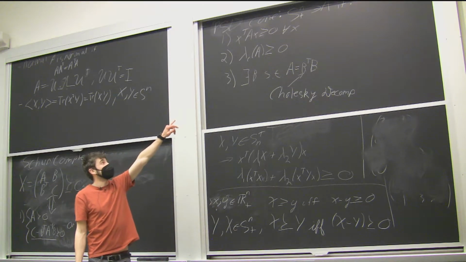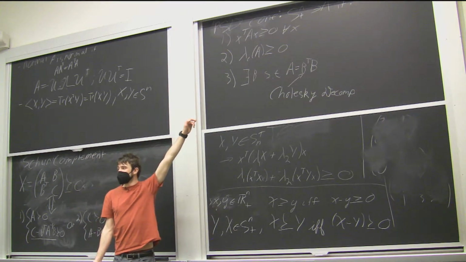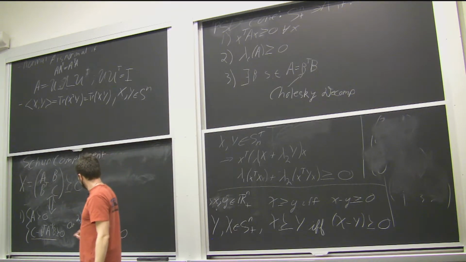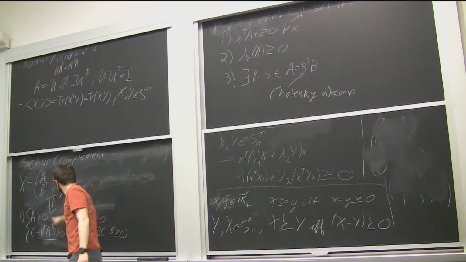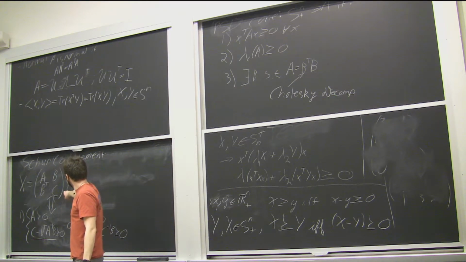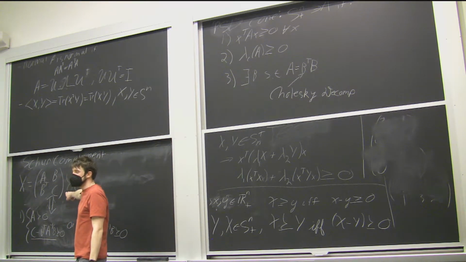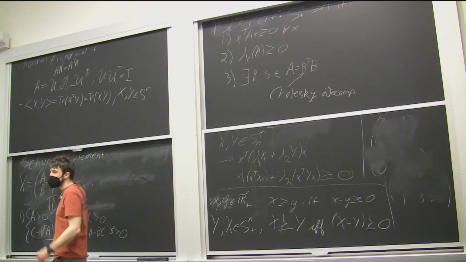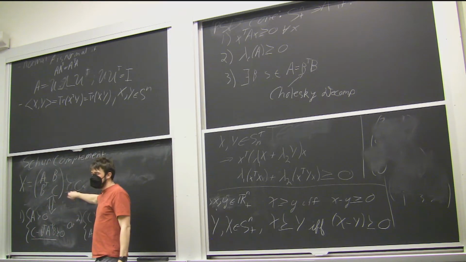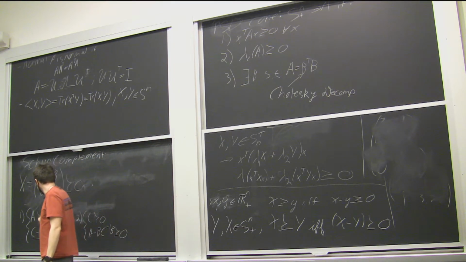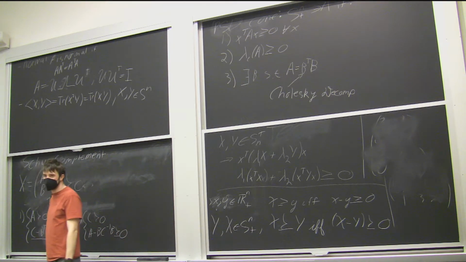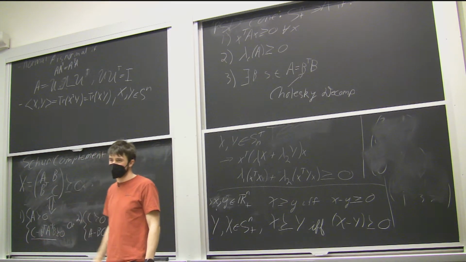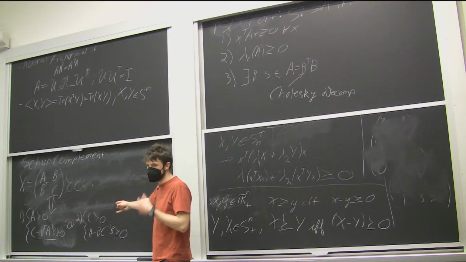Positive semi-definite means it's greater than or equal to. X is positive semi-definite if this holds. If both of these hold with strict inequality, you also can get positive definiteness by checking that, but both have to hold with strict inequality.